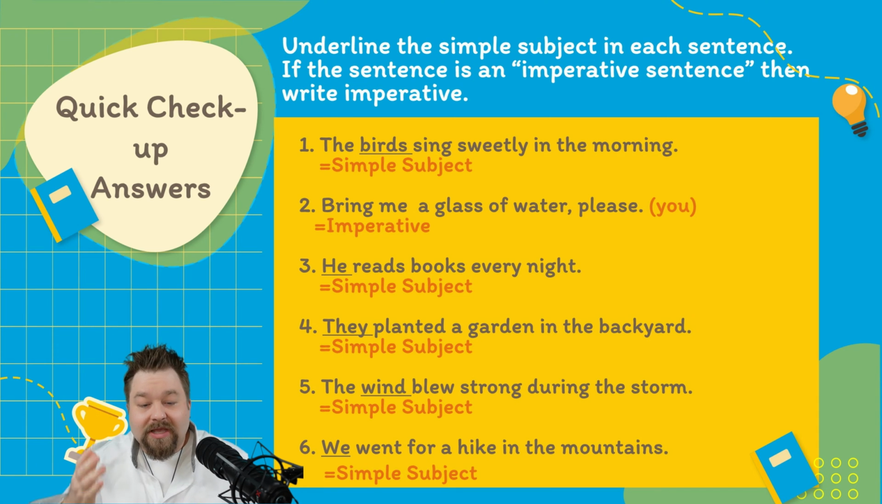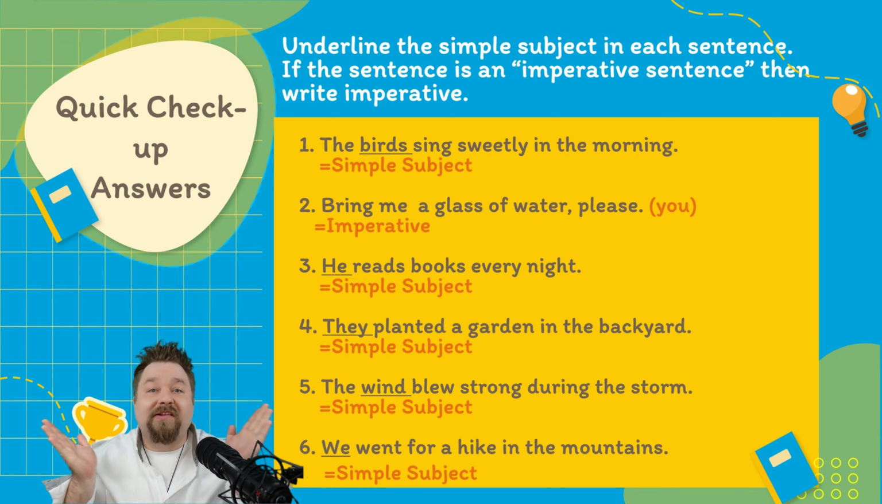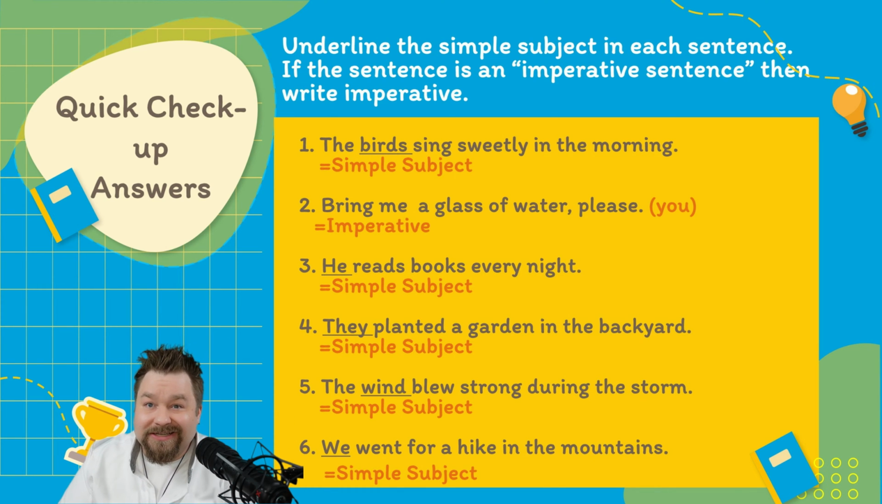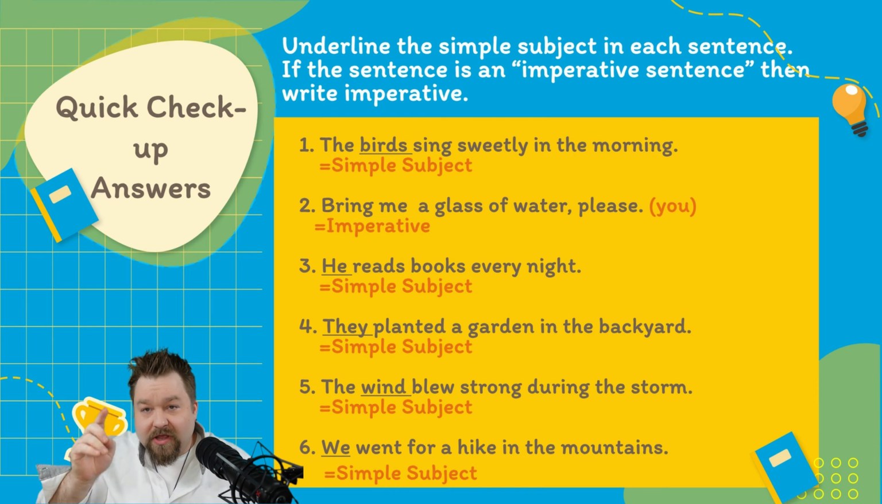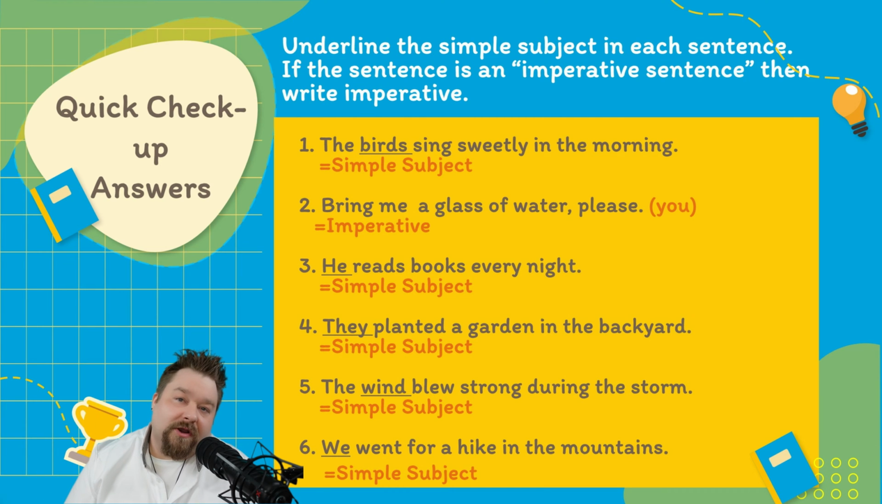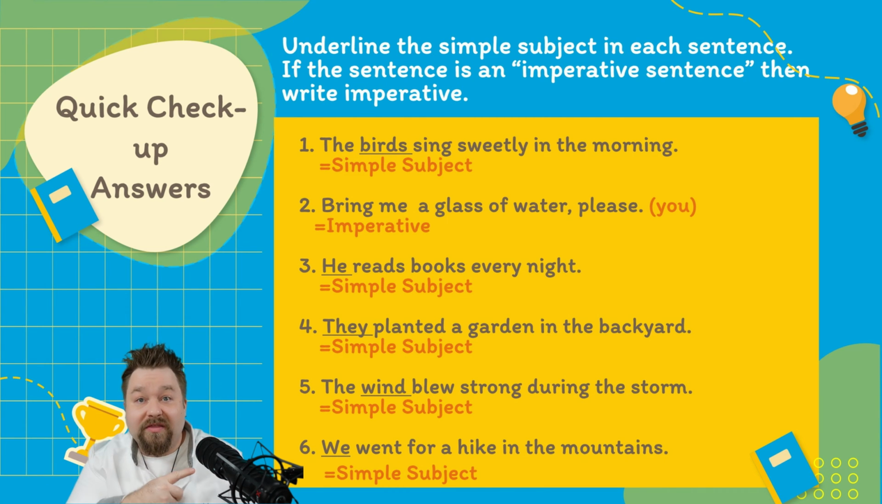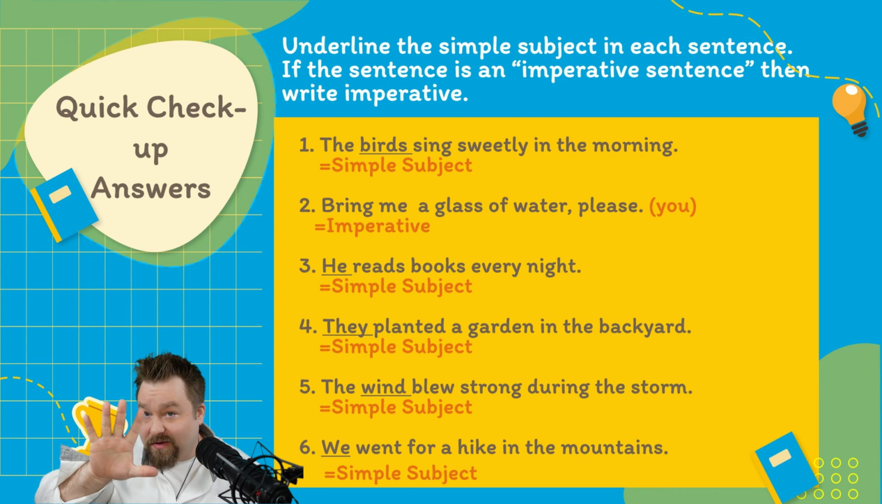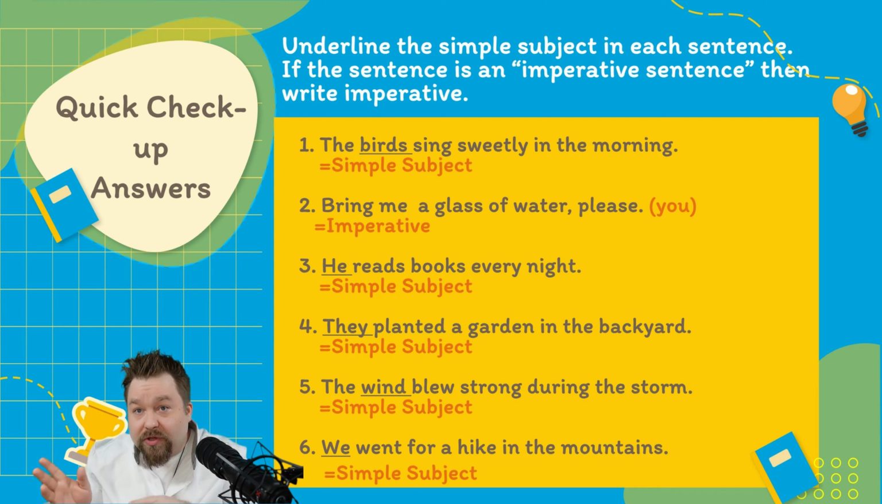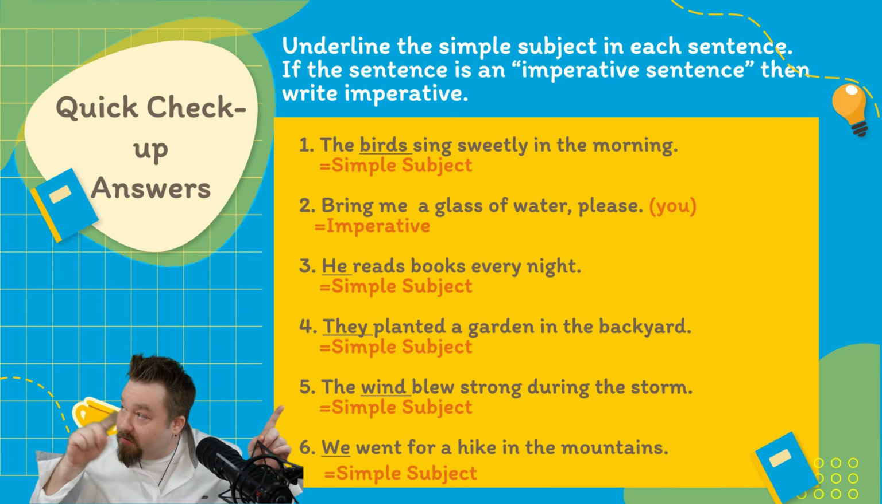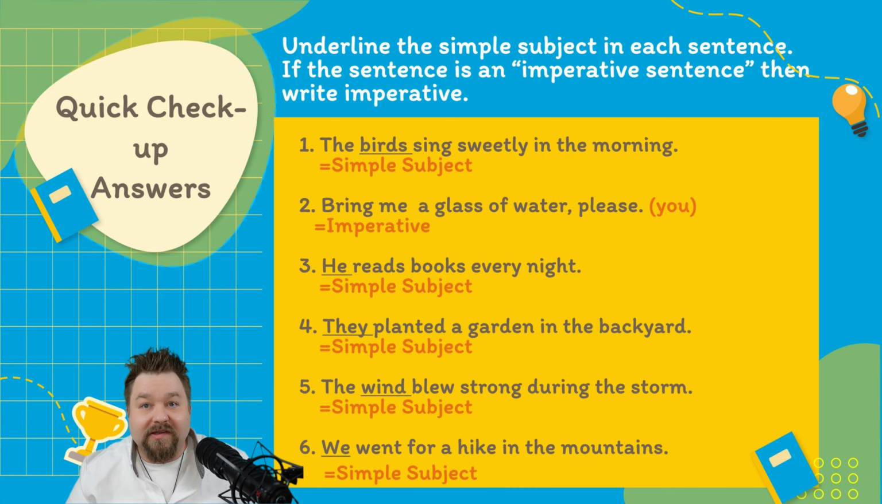Number 3, he reads books every night. Who? He. What? Reads. Oh, it's a full sentence. So our simple subject is he. Number 4, they planted. Oh, we already understand it. We already know who. They. What did they do? Plant. Simple subject is they. Number 5, the wind blew. It's another regular sentence. The wind, well, in this case, wind, is our simple subject. Number 6.